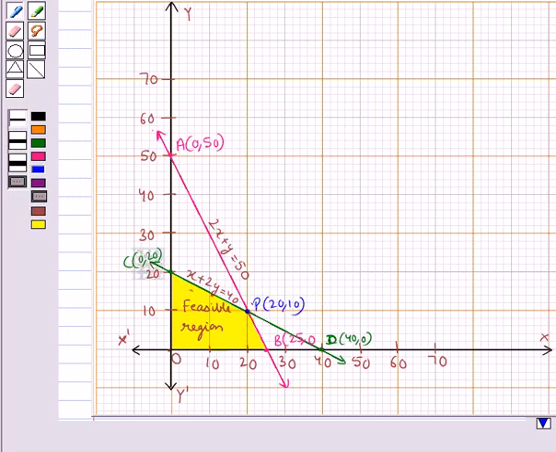The region other than the feasible region is called the infeasible region, and the points within and on the boundary of the feasible region represent the feasible solutions of the constraints, like the point P with coordinates 20, 10 is the feasible solution of the constraint. Point B with coordinates 25, 0 is the feasible solution. Point C is also the feasible solution. And any point outside the feasible region is an infeasible solution, like the point D, point A. These are the infeasible solutions.